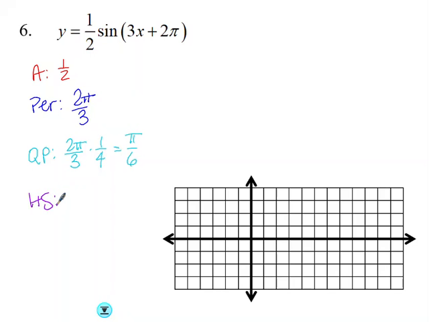The horizontal shift is c over b, so -2 pi over 3, which means we're moving to the left. And our vertical shift is 0. So this means that our starting point is -2 pi over 3, 0. Since our period has a denominator of 3, we're going to adjust how we label our axes. The y-axis is going to stay the same, but on the x-axis we are going to count by pi over 6.